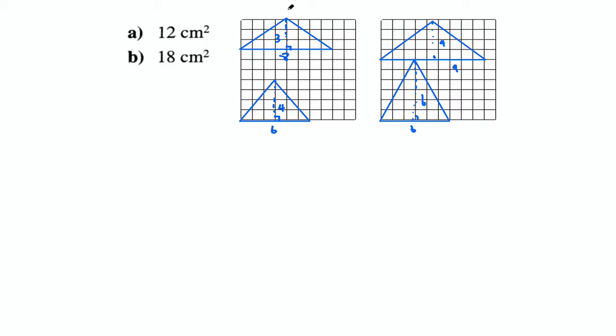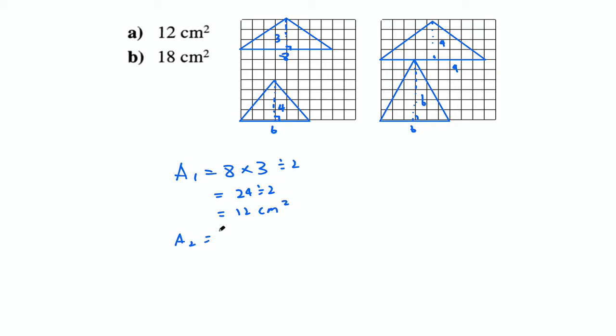So for A, we have an example here. The area of the first triangle here, the base is going to be 8. Multiply that by the height, which is 3, and divide this by 2. That's 24 divided by 2, which is exactly 12. So this is 12 centimeters squared.